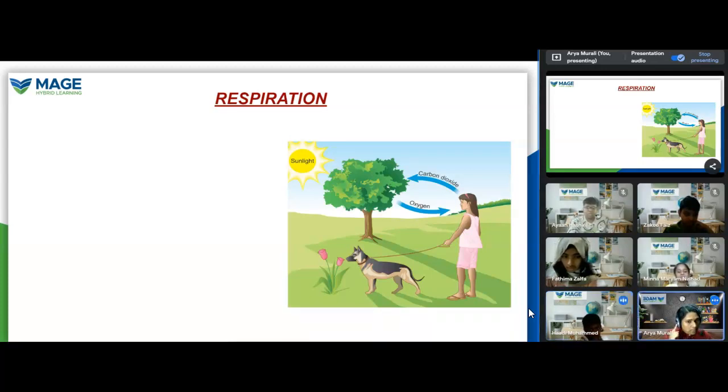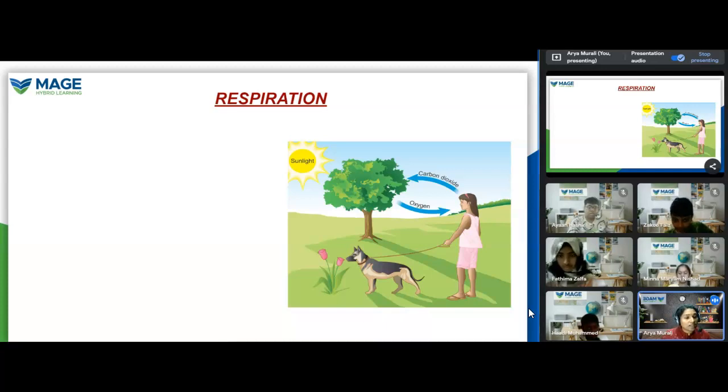What happens in plants? Plants give out oxygen and take in carbon dioxide, and that oxygen we take in, right? So plants give out oxygen during the photosynthesis period. The plants respire in the same way how we respire. Photosynthesis is for making food. Respiration is the breathing process, right? All the time, breathing and photosynthesis are carried out in plants.